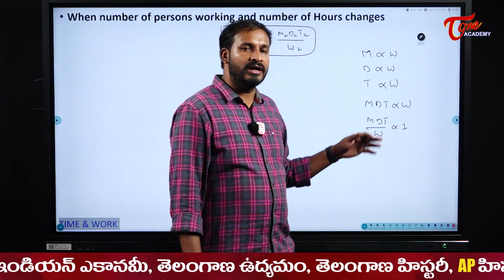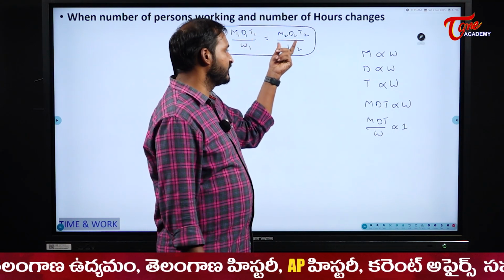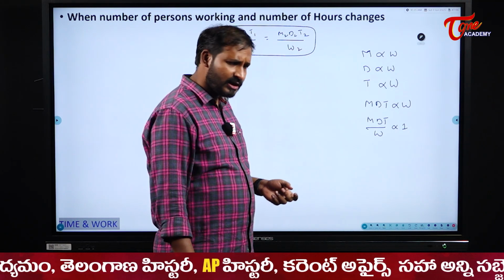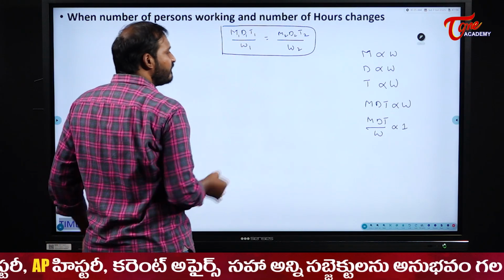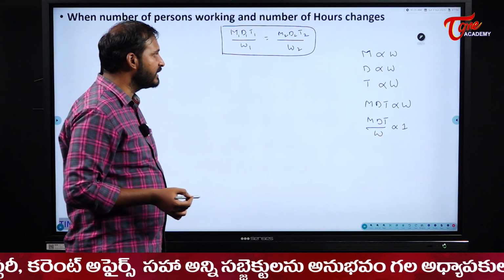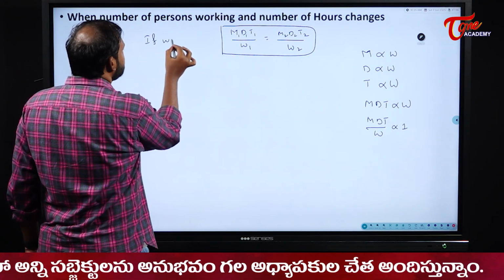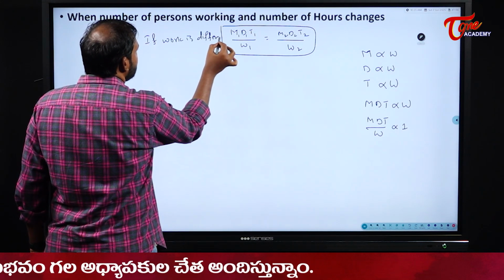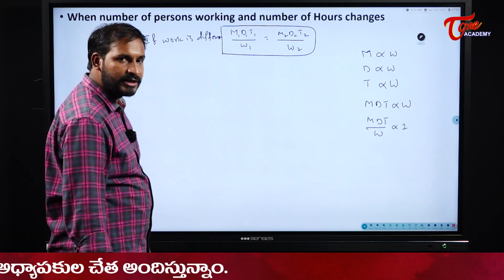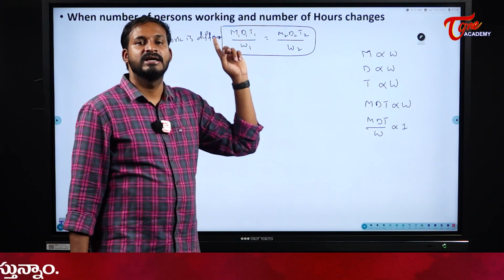Okay. This one we call a constant. From here only, M1 D1 T1 by W1 is equal to M2 D2 T2 by W2 was derived. Here M1 means men. And for example, students, one more thing to remember here: if the work is different, you can write it as M1 D1 T1 by W1 is equal to M2 D2 T2 by W2. That means M1 means men, D means days, T means time.